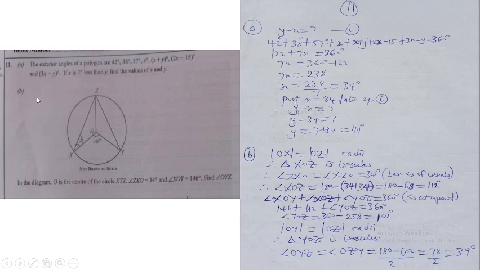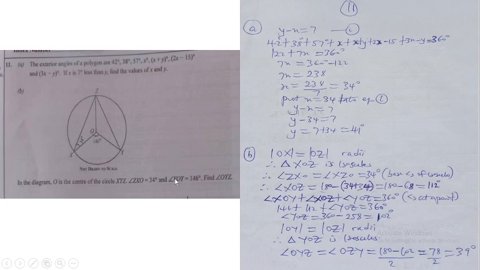Let's go to question number 7b, which is on circle geometry. The question says that in the diagram, O is the center of the circle XYZ. Angle ZXO is 34 degrees. That means this angle here is 34 degrees.